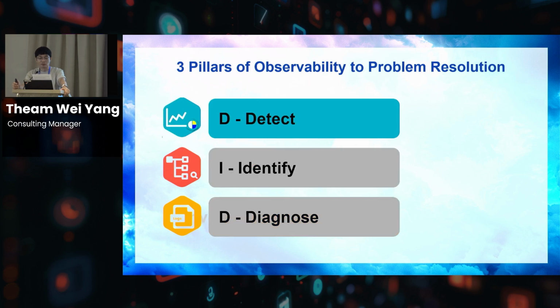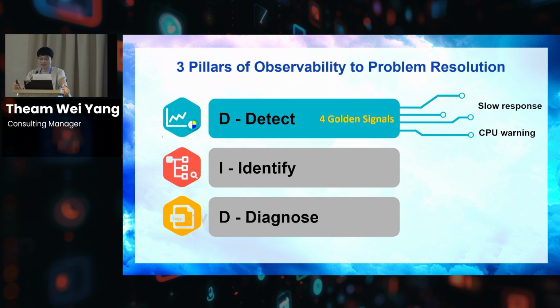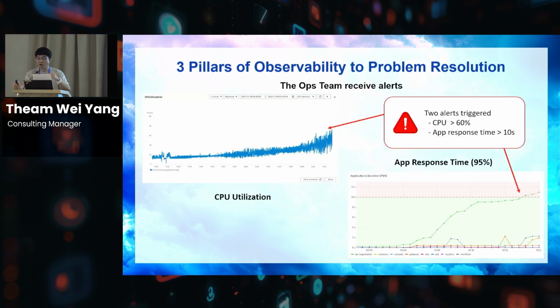So first, we detect by looking at the 4 golden signals. Just to recap, the 4 golden signals are latency, saturation, traffic, and error. So in this case study, latency in the form of response time and saturation in the form of CPU utilization are compromised. So even before we receive calls or complaints from the ground, the day 2 operation team in the command center have already received an alert.